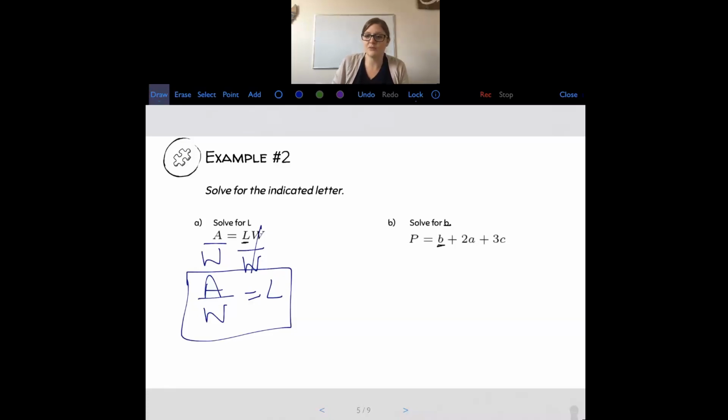Okay, so taking a look, what's in your way? Well, the positive 2A and the positive 3C. So you can move those in one step, or you can move them in two. So I'm going to start by subtracting 2A from both sides.